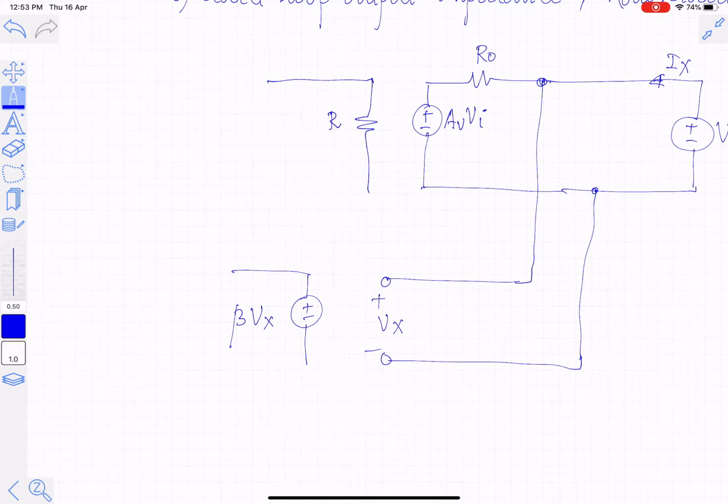On the input side there is Ri. The voltage across this is equal to Vi. The input signal source or input voltage source should be short circuited. Input voltage source should be short circuited, so we connect it in this way.